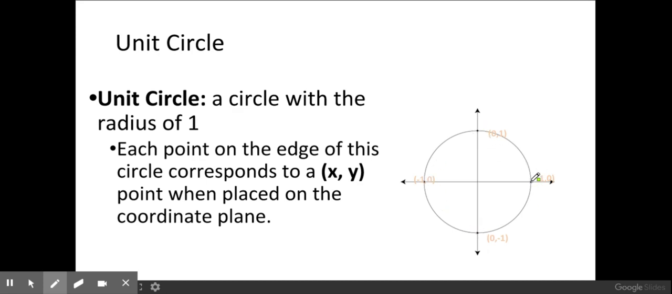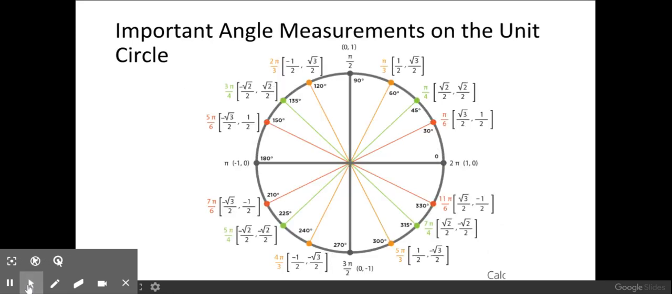So (1, 0) would be here, if our x is 1 and y is 0, then (0, 1), so now our x is 0 and our y is 1, then (-1, 0), and (0, -1). And so there are going to be specific points all along the edge of this circle that have some value and meaning to the trig functions. So let's take a look at what the important angle measures are in the unit circle and also the coordinate points that go with them.